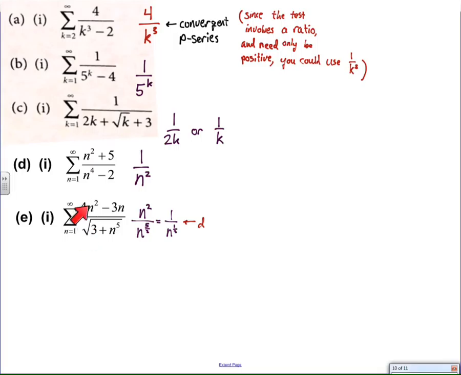So I take the highest power in the numerator and the highest power in the denominator, and I put them together in a ratio. Notice that this is not n to the 5th, rather the square root of n to the 5th, and that's where I got n to the 5 halves power. And then subtracting the exponents, keeping everything in the denominator, I get 1 over the square root of n. That will be the function that I am going to compare with.